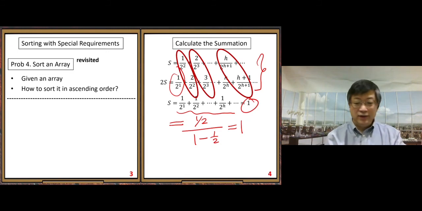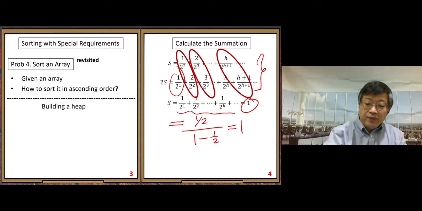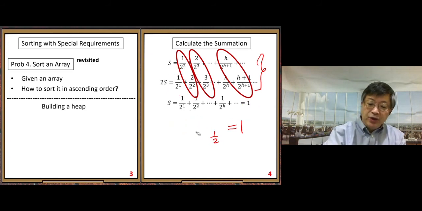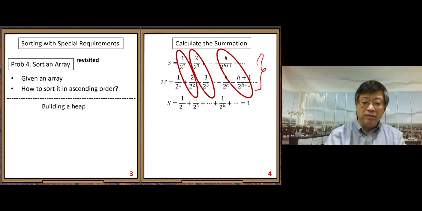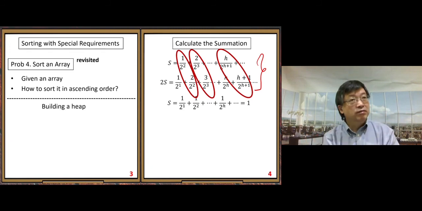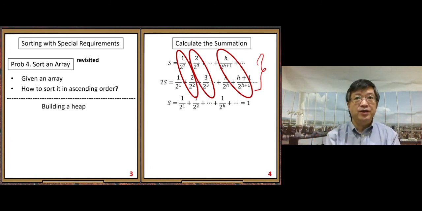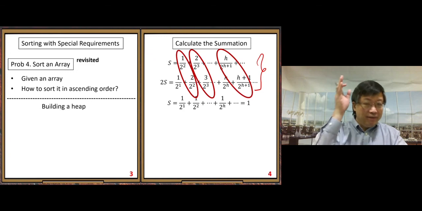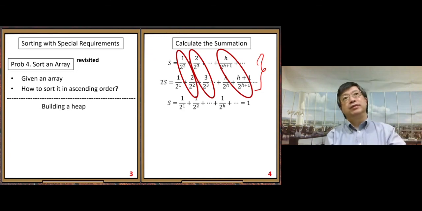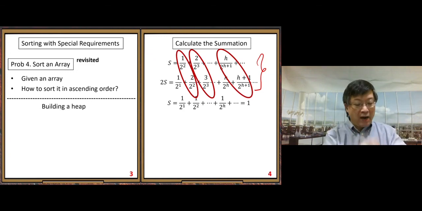So you can see the original series looks pretty complicated, but after we do some basic calculation, we get the answer equals 1. So nice. Now we can get our conclusion.